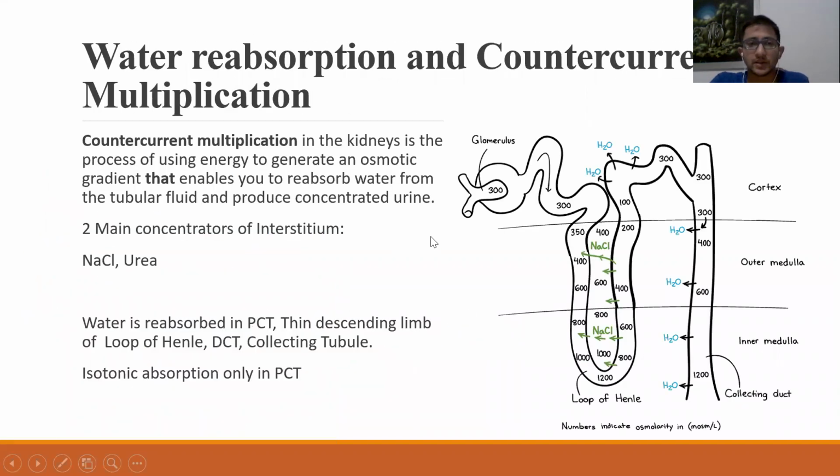Please let me know if you have any doubts, especially about the countercurrent multiplication. It's quite an important concept, but I hope I've made it slightly simpler. You have two major concentrators, NaCl and urea, and it draws water out, and it also concentrates the urine. But the main point of the countercurrent multiplication is to be able to reabsorb the water.